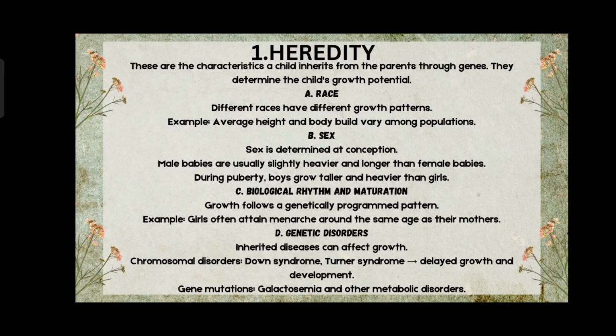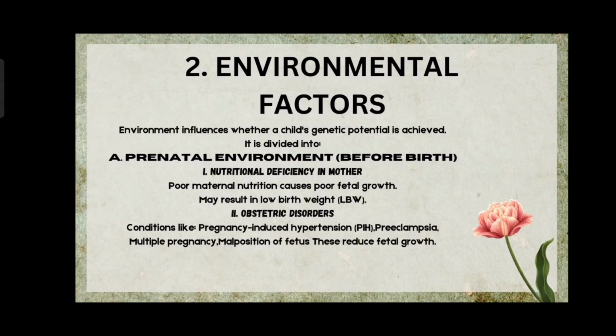The genetic disorders are classified into two: chromosomal disorders and gene mutation. Chromosomal disorders such as Down syndrome or Turner syndrome will cause delay in growth and development. Also gene mutation disorders like galactosemia and other metabolic disorders. These all will affect proper growth and development. Then the second one is environmental factors. Environment influences whether a child's genetic potential is achieved. It is divided into prenatal environment and postnatal environment.